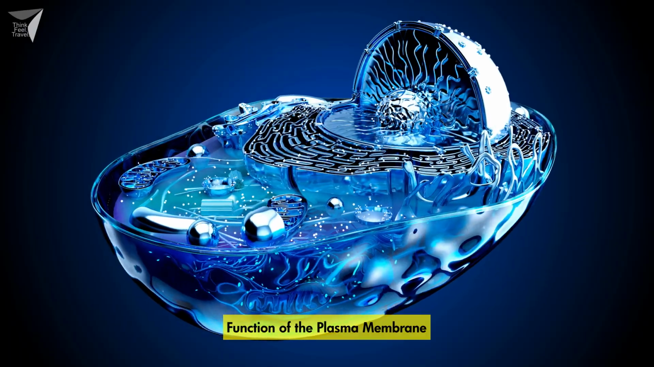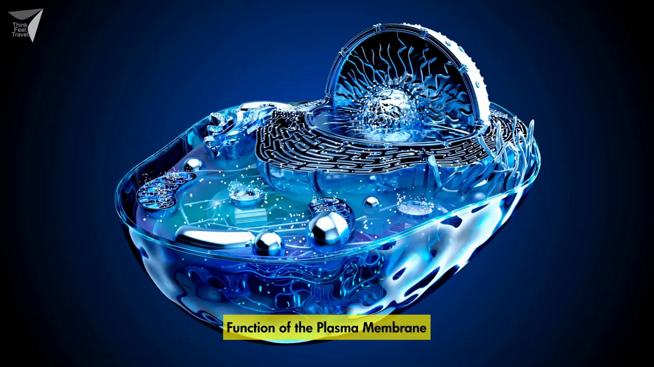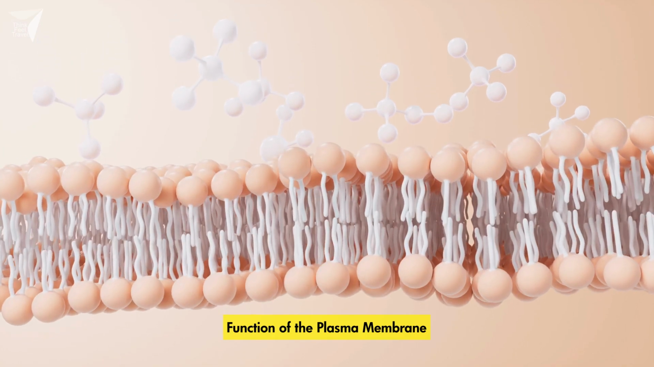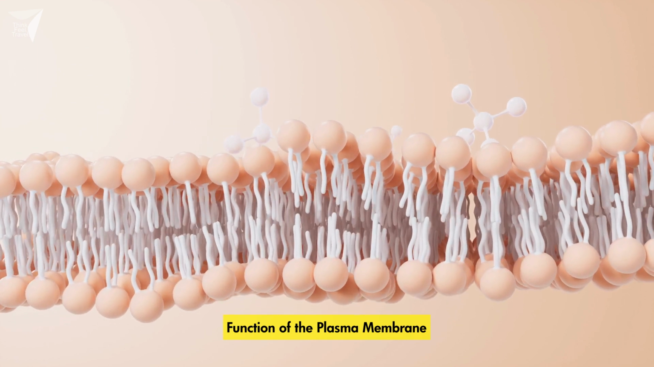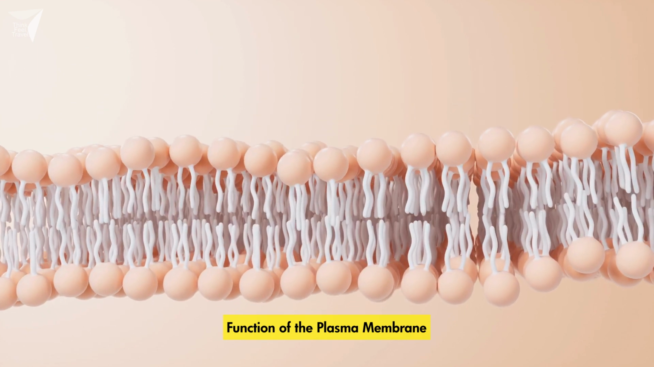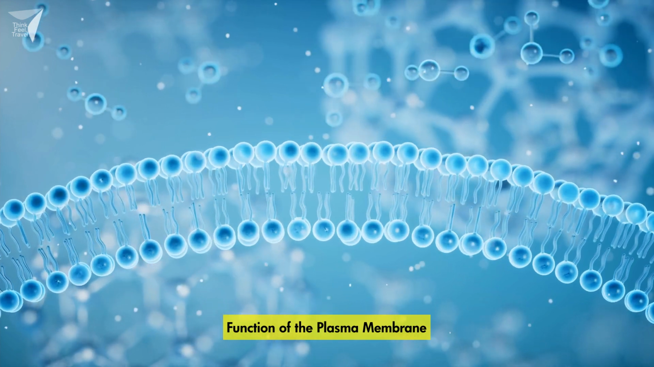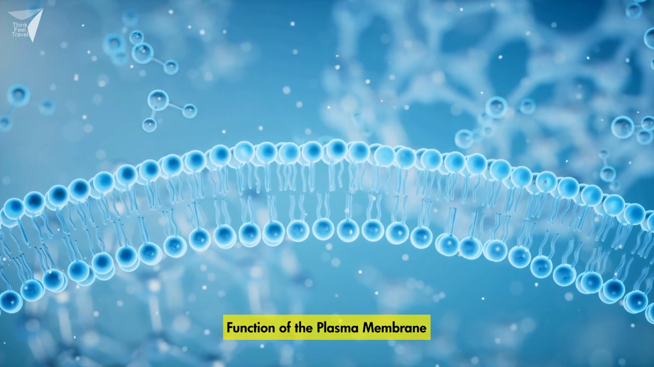The main function of the plasma membrane is to protect the cell from its surroundings. It controls the movement of substances in and out of cells and organelles. In this way, it is selectively permeable to ions and organic molecules and regulates the movement of substances by passive or active transport.